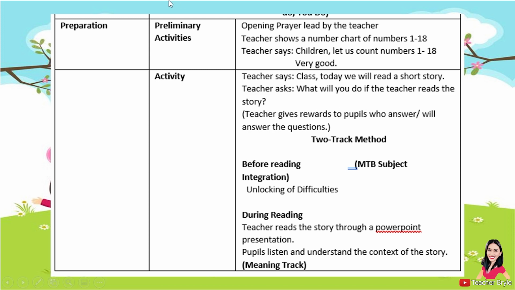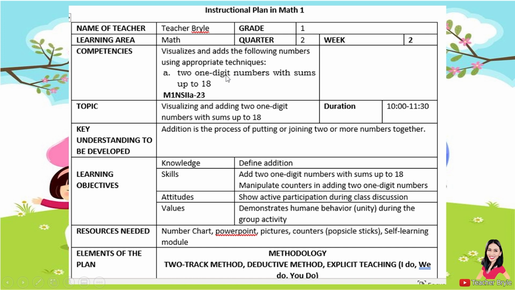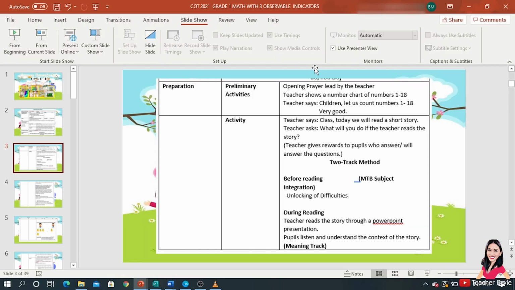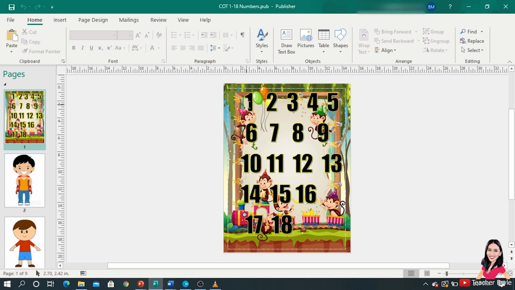Then after that, teacher shows a number chart of numbers 1 to 18. The number chart I use to drill the children on numbers 1 to 18, since the objective of the lesson here is adding two one-digit numbers with sums up to 18. So here is my number chart. 1, 2, 3, 4, 5, 6, 7, 8, 9, 10, 11, 12, 13, 14, 15, 16, 17, 18. Since I am Bisaya, the children also count in Bisaya: usa, duha, hangtod sa 18.